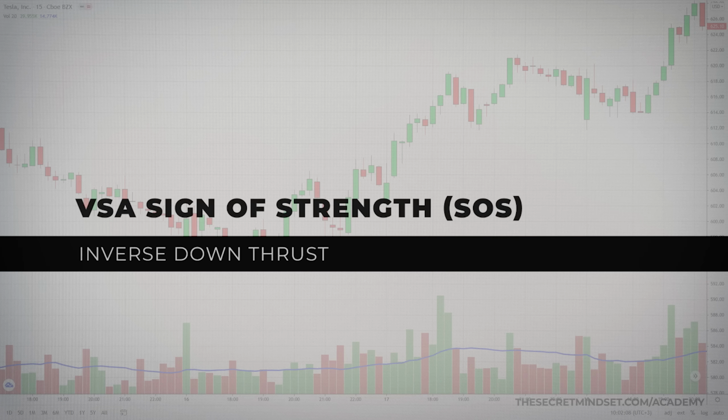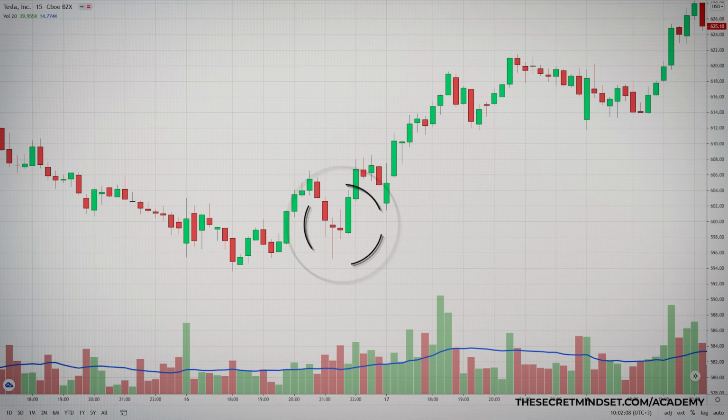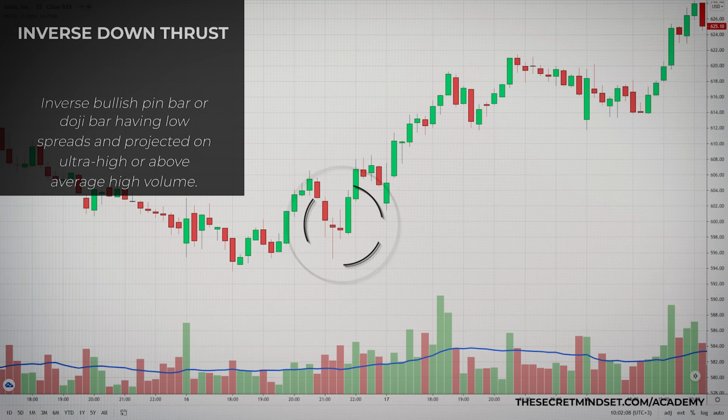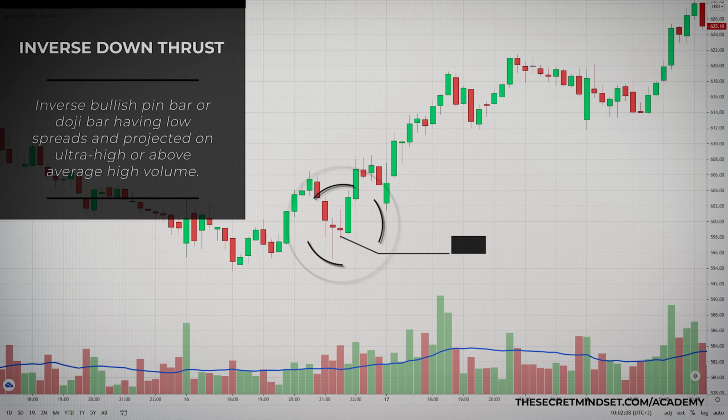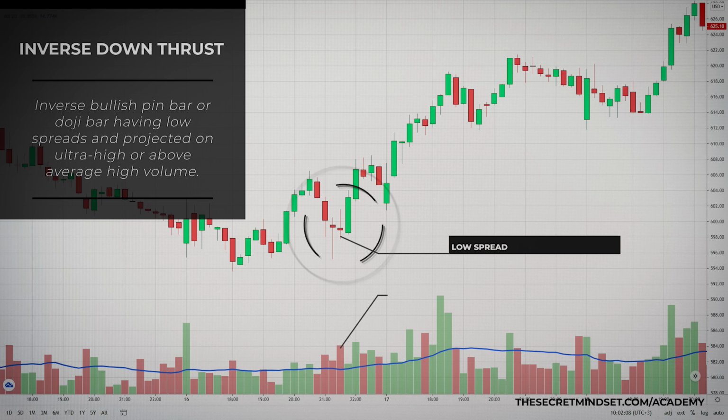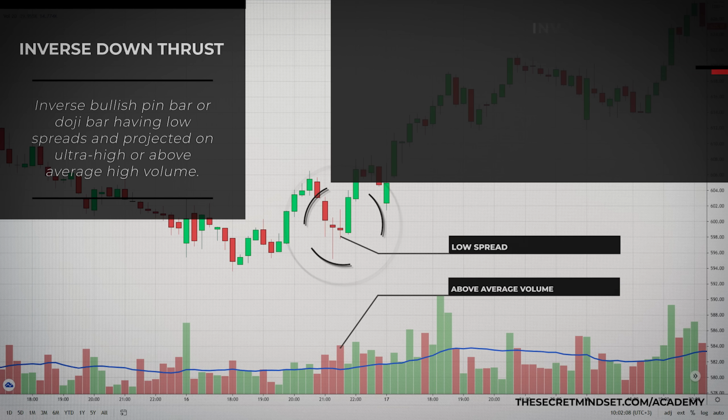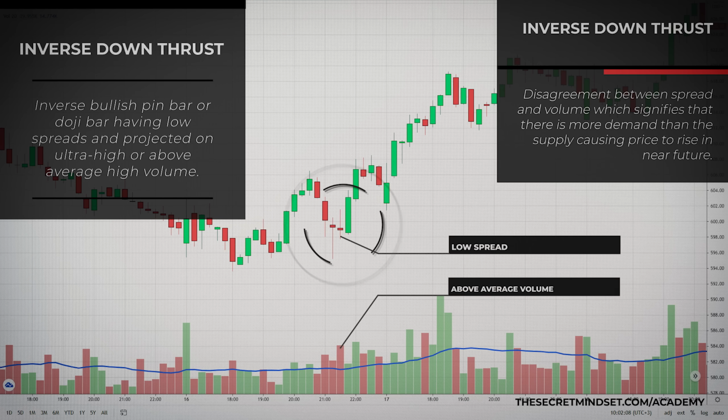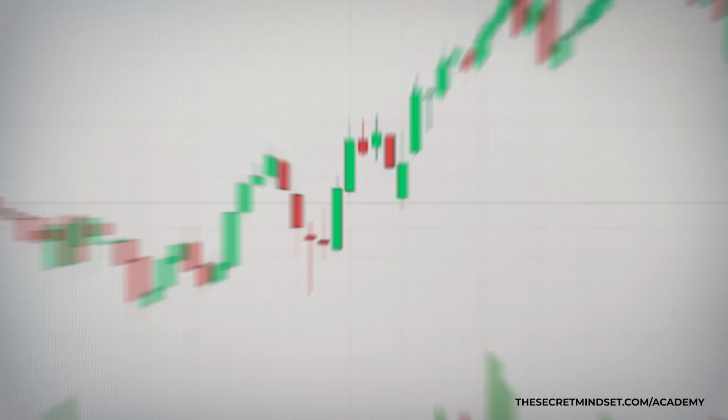Number 8. Inverse down thrust. The inverse down thrust is the inverse bullish pin bar or the doji bar having low spreads and projected on ultra high or above average high volume. The volume spread analysis suggests that if the spread is low, then the volume should also be low. In this case, there's a disagreement between spread and volume, which signifies that there is more demand than supply, causing price to rise in the near future.